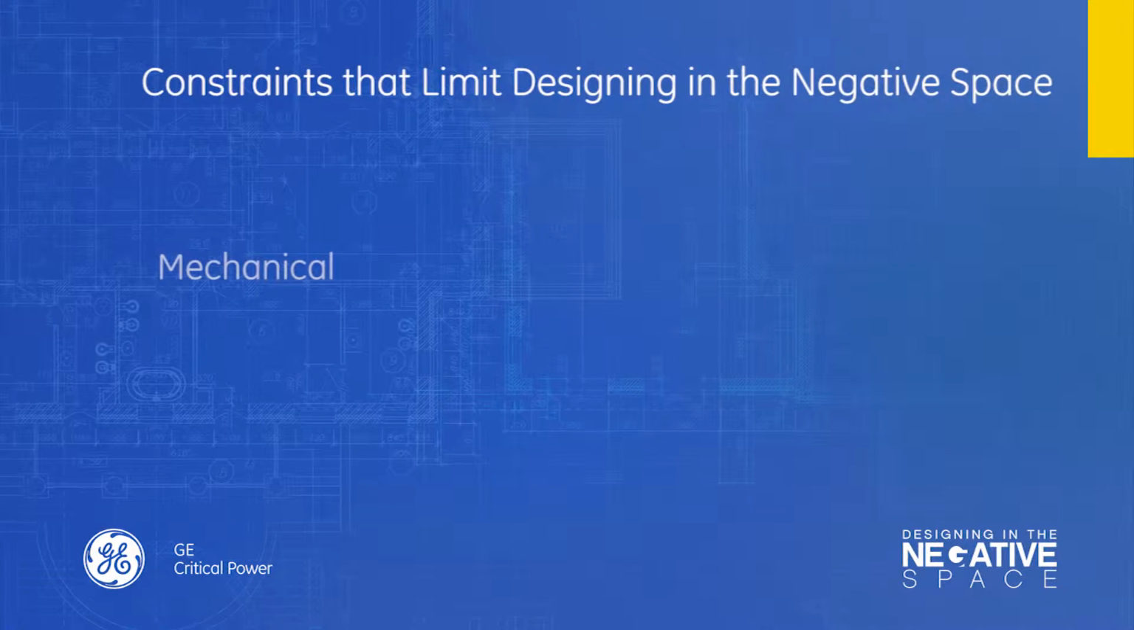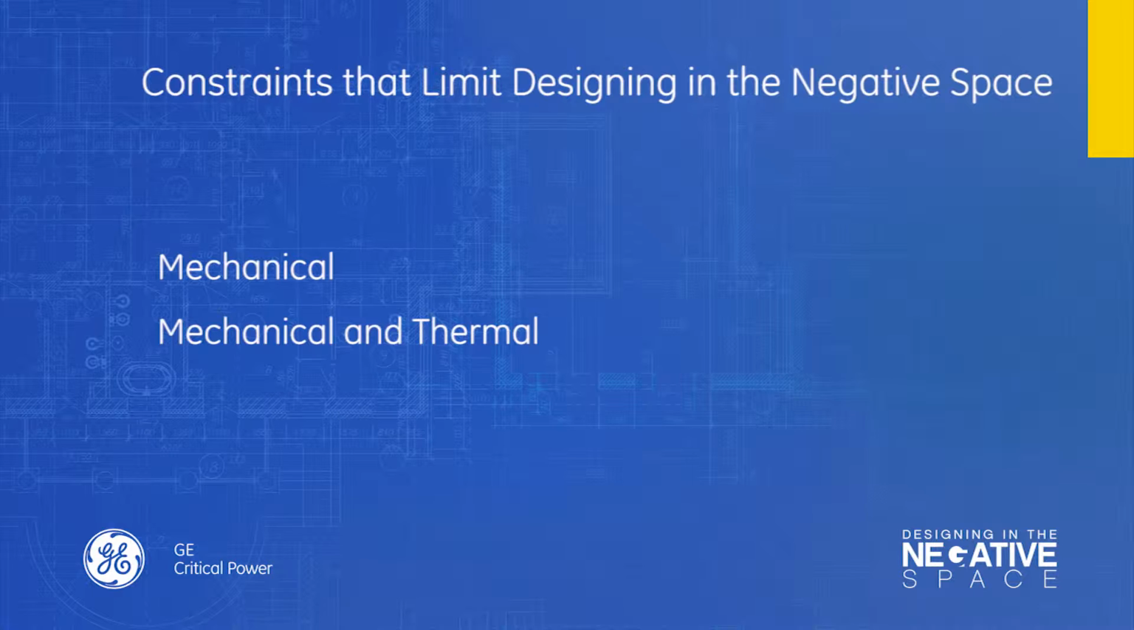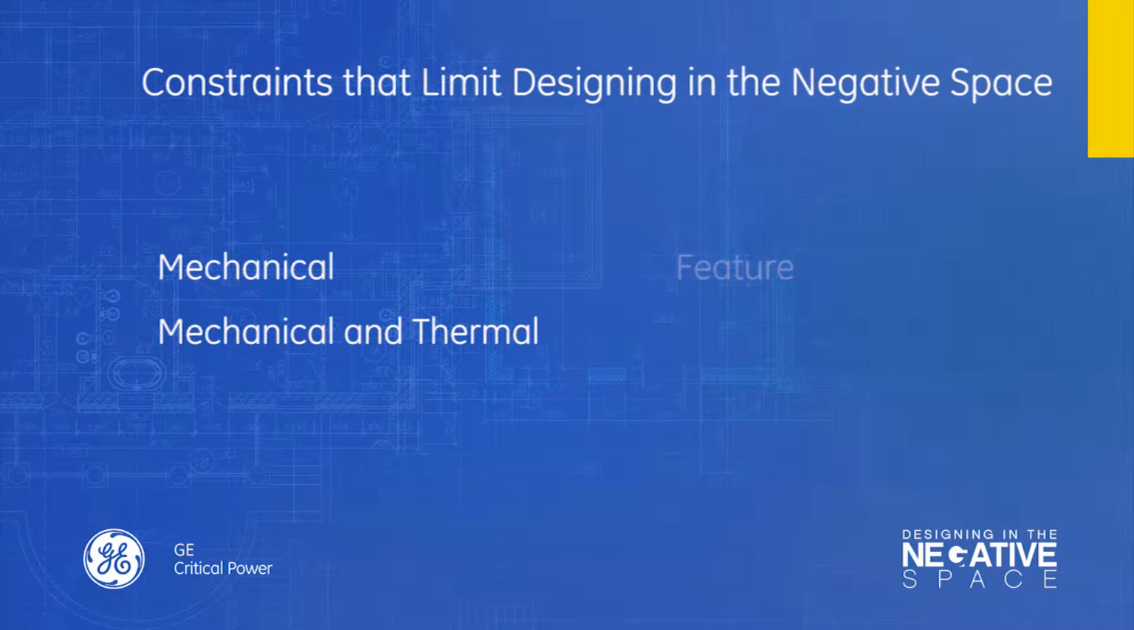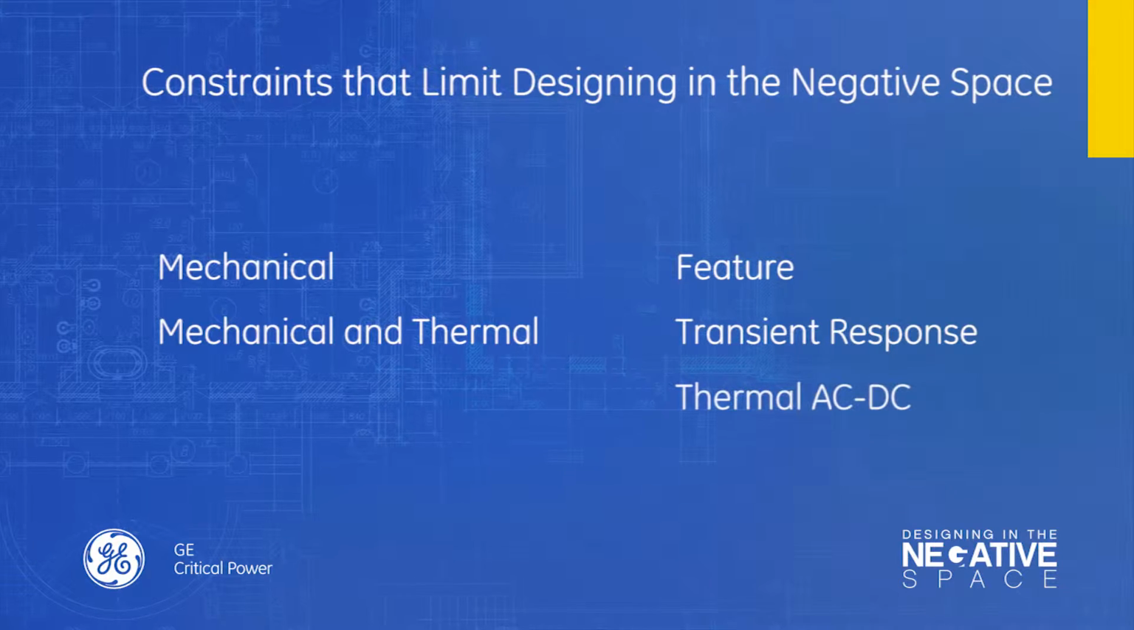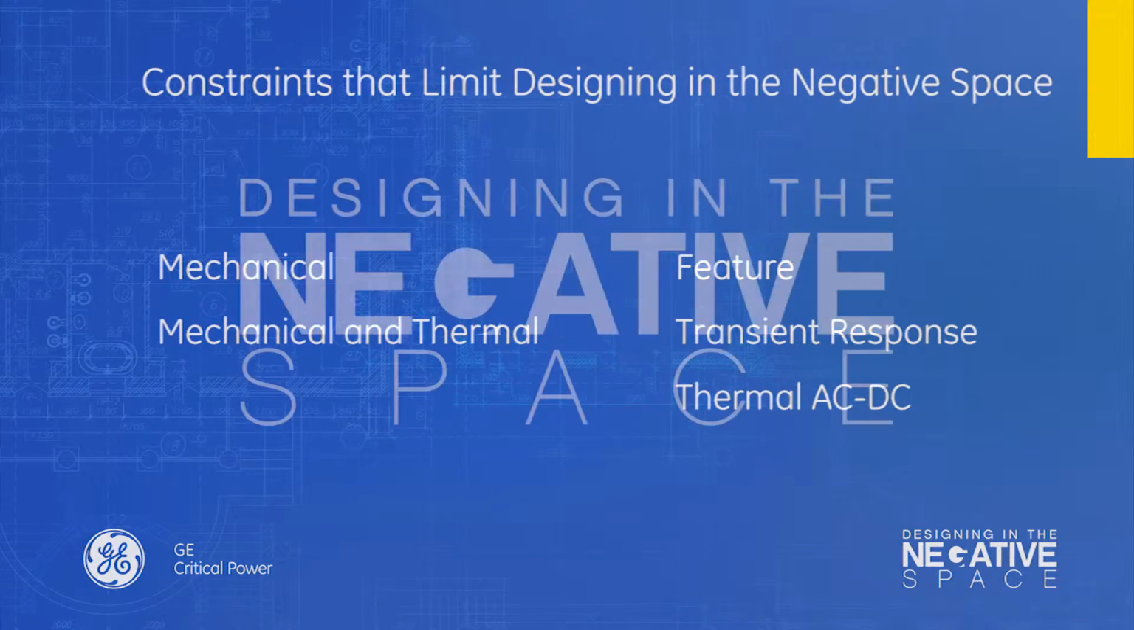So Vesa, last time we were together we were talking about the pervasive need for increasing power density, not just in terms of making the components smaller, but really in finding alternative space to put them in so that more of the board area is available for innovative designers to use. We talked about mechanical and thermal constraints, but let's take it a step further. Let's talk about some feature constraints, transient response constraints, and maybe even some thermal AC/DC constraints.